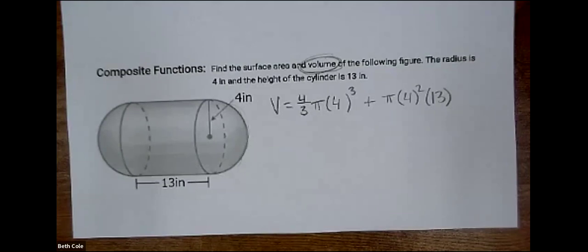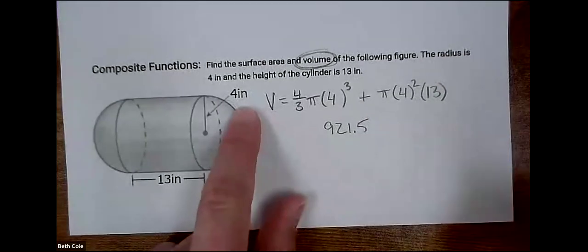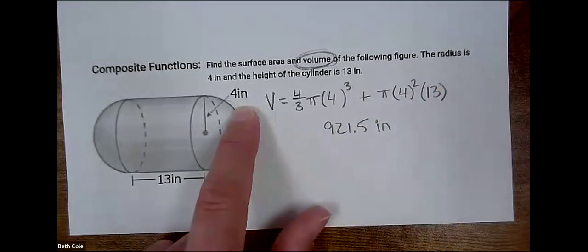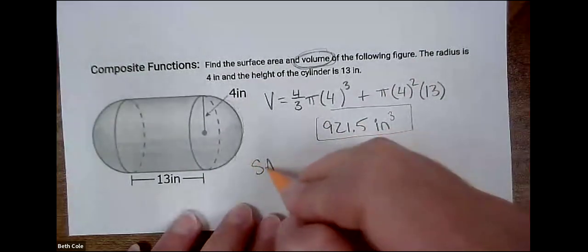All right, so it's 4/3 pi. One more time. How do I type pi? Okay. 4/3 pi and then 4 to the third plus pi, 4 squared times 13. And there's our answer, 921.5. Now, units. Here it says inches, but for a volume, it's going to be inches cubed, or to the third, is what that means. All right, then we're going to do surface area.